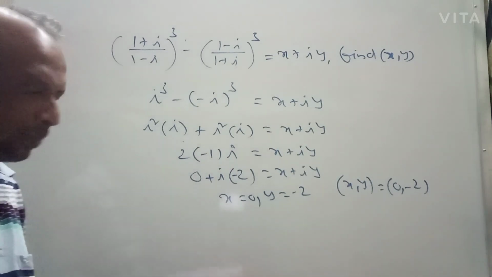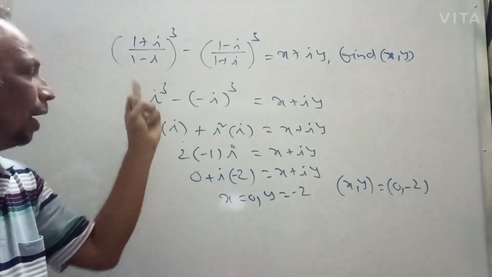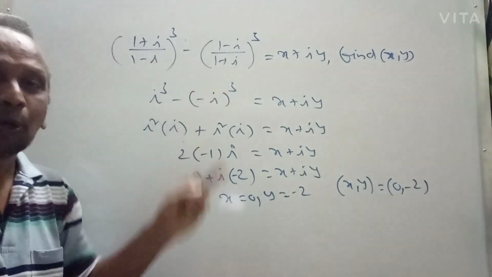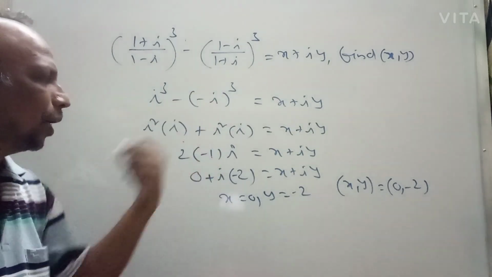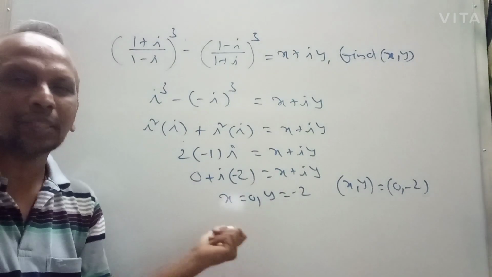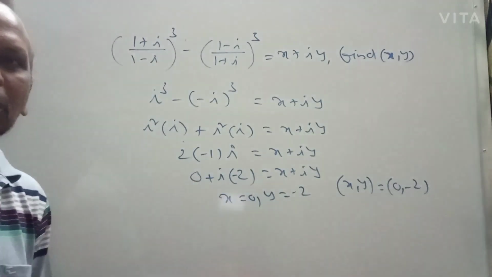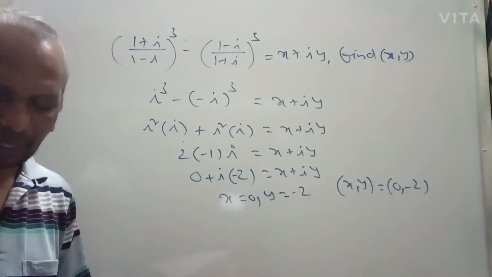Now, this is the problem given: you simplify i cube minus of minus i whole cube. It will come 2i cube like that, i square into i. Simplify, i square is minus 1. Comparing both sides, x equal to 0, y equal to minus 2. The ordered pair x comma y equal to 0 comma minus 2.